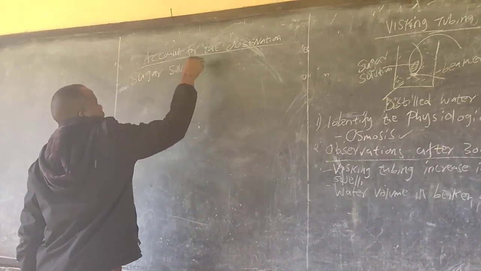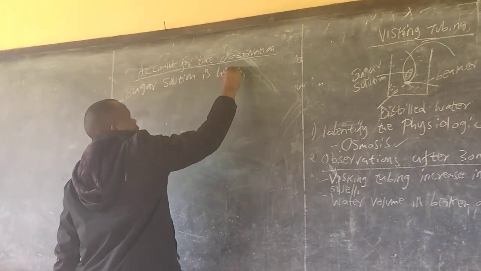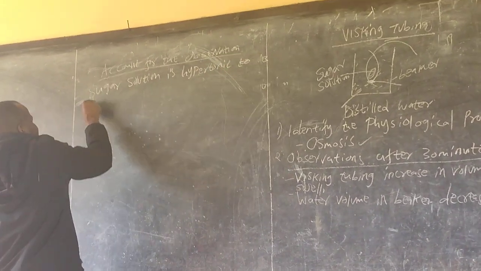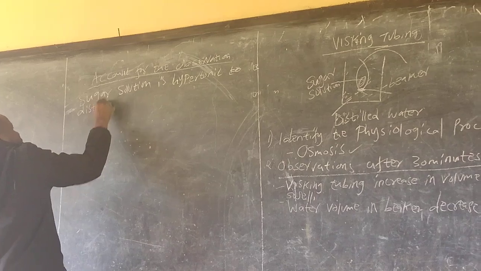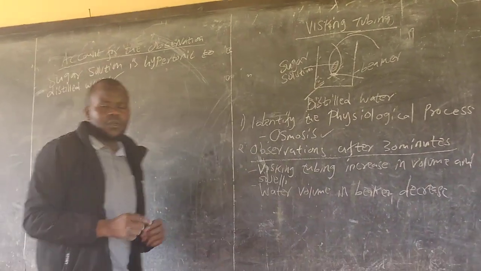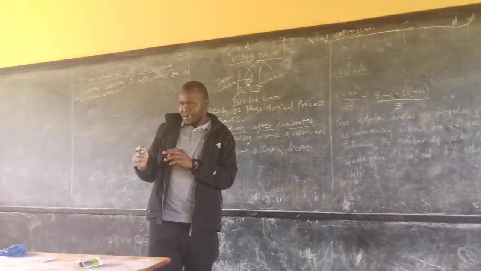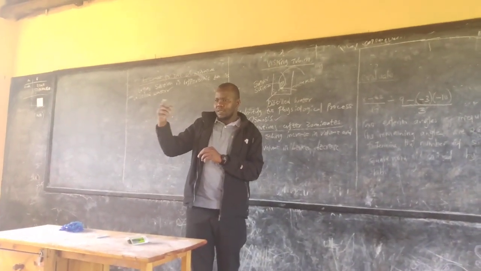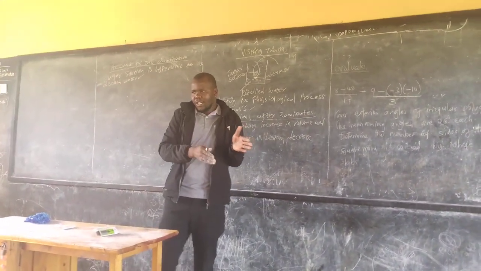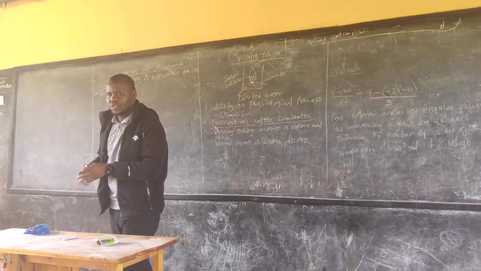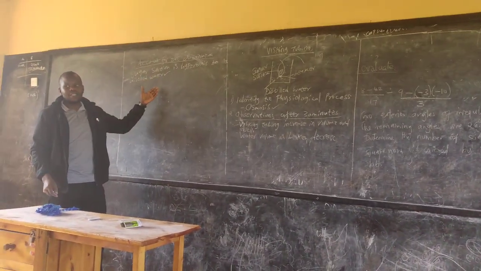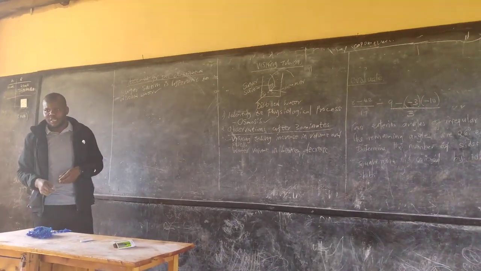So we're saying your sugar solution is hypertonic to distilled water. You get your first mark. Hope you understand what I'm saying. I've said the sugar solution is hypertonic to distilled water. What do I mean? If this one is hypertonic, distilled water is hypotonic. Is that clear? We just write: sugar solution is hypertonic, while distilled water is what? Hypotonic. Is that clear? You get your first mark.